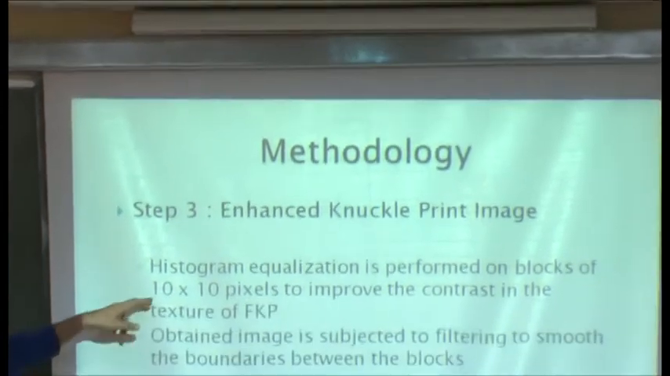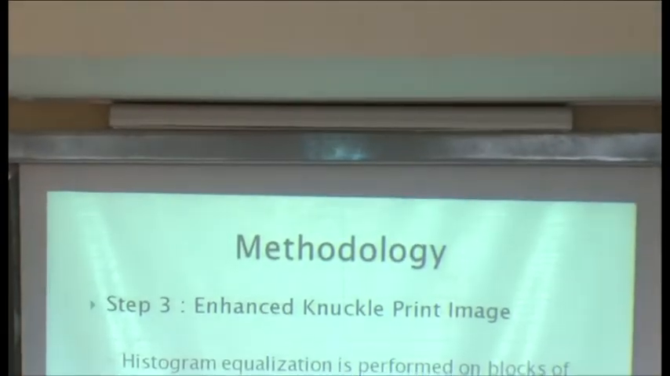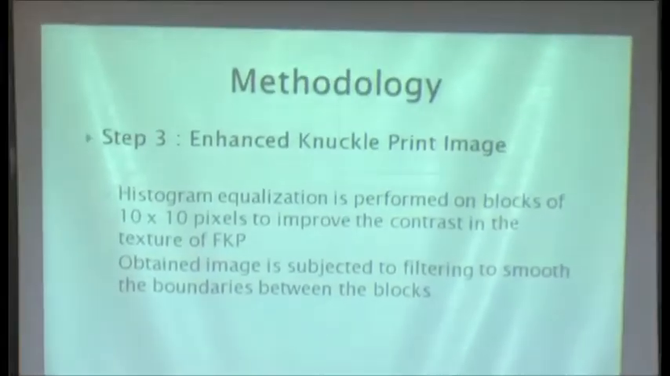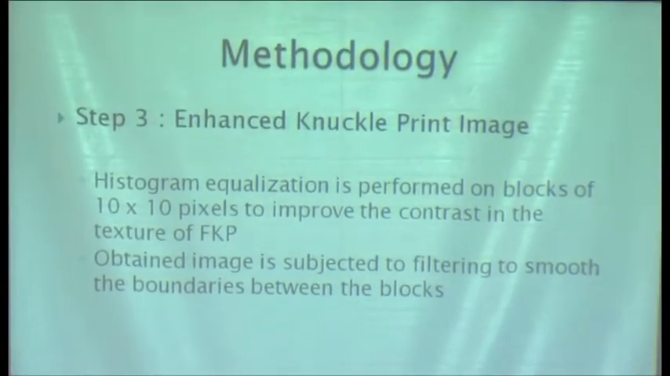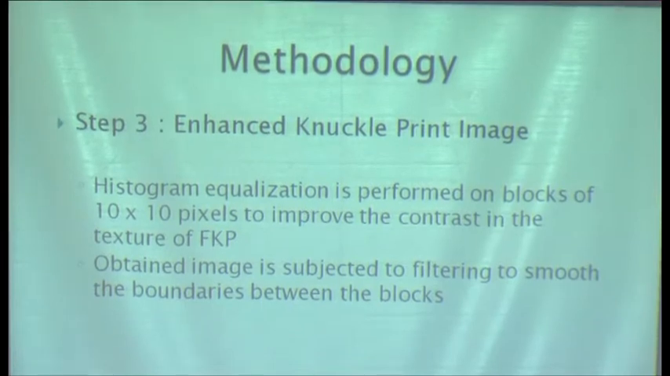This 10 is chosen by running it several times with several other parameters like 9, 10, 11. So the histogram equalization has been calculated for every 10 by 10 block, and then to improve the smoothing of the borders and all, I used different filters, an average filter and a sharpening filter, to obtain the required image.